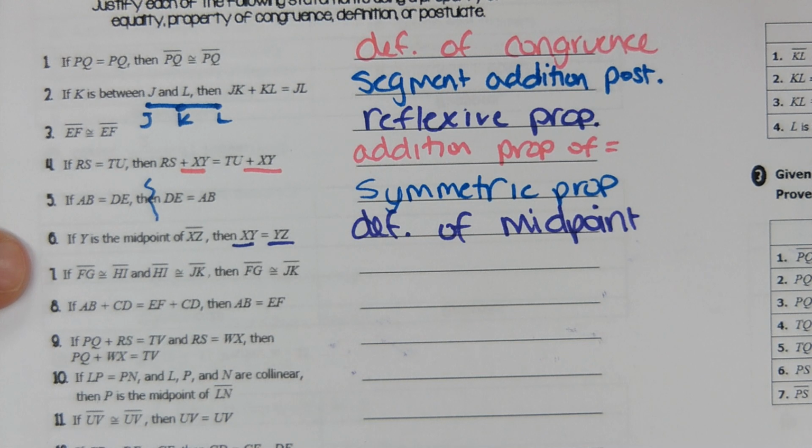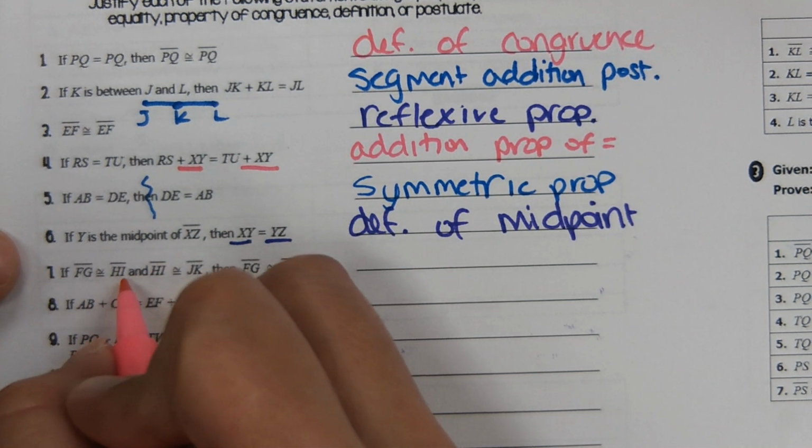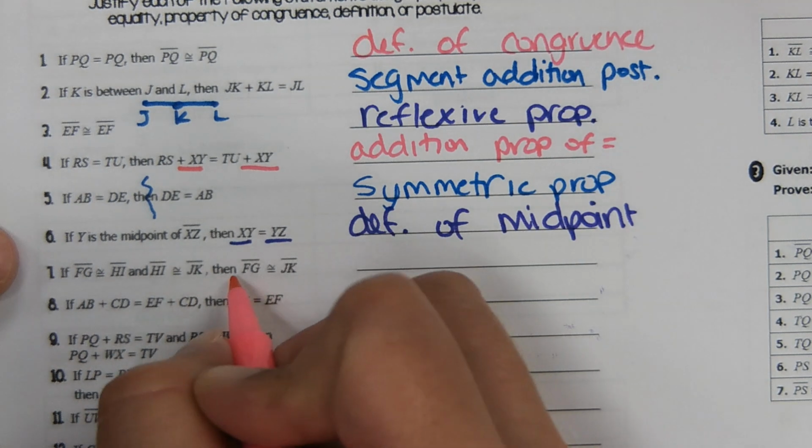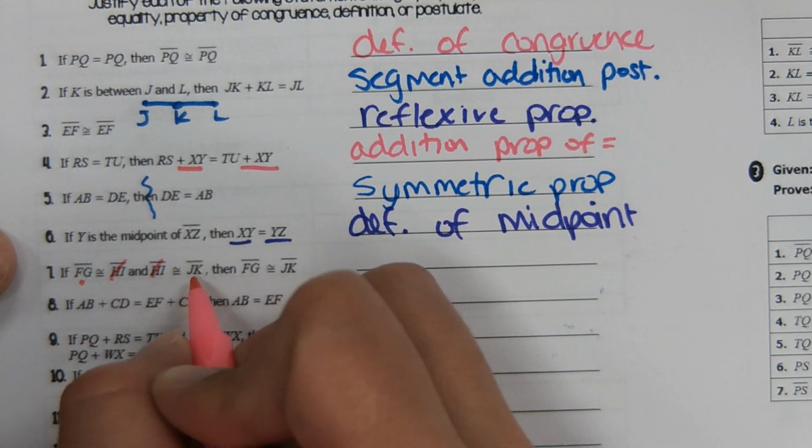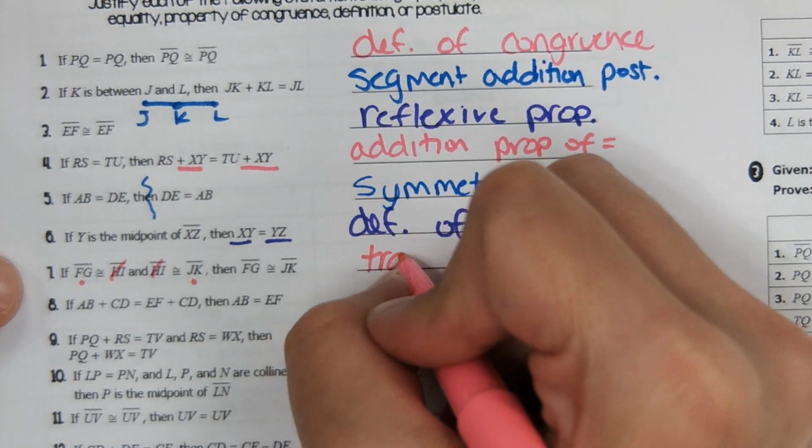And number 7, FG equals HI, HI equals JK, then FG equals JK. So they're both equal to HI, so therefore FG would equal JK. That's transitive property.